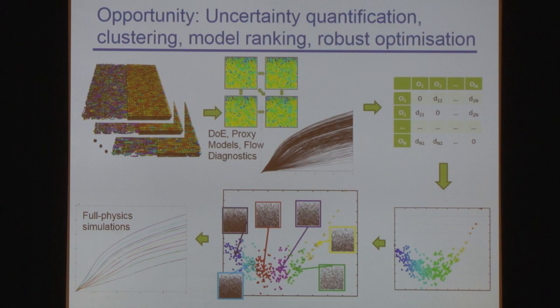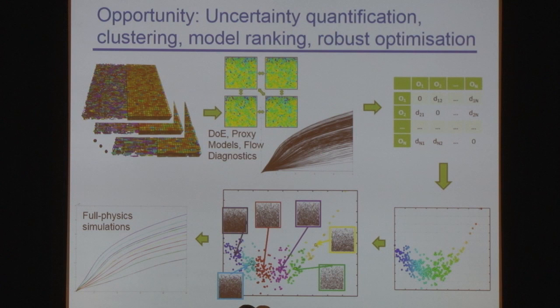One big opportunity, as certainly discussed here at this conference, is uncertainty quantification, clustering, model ranking, and robust optimization. What I've talked about are these uncertainties in how we simulate the fractured reservoir: how we upscale the fractured reservoirs and how we make sure that we get the right physical processes. But there's a lot of geological uncertainty. How well connected are our fractures? How does the matrix look? What is the permeability of the individual fractures?